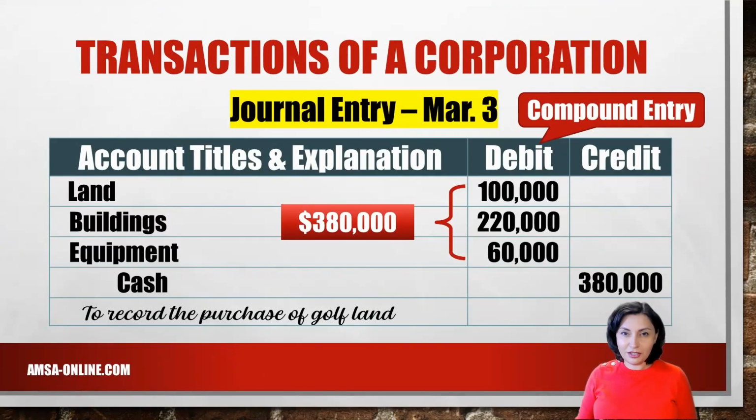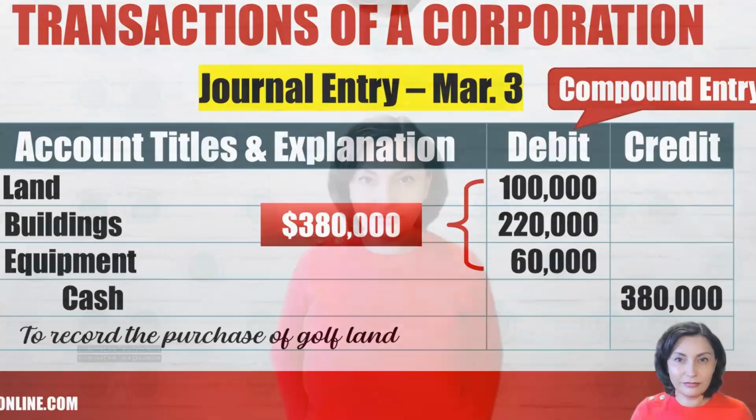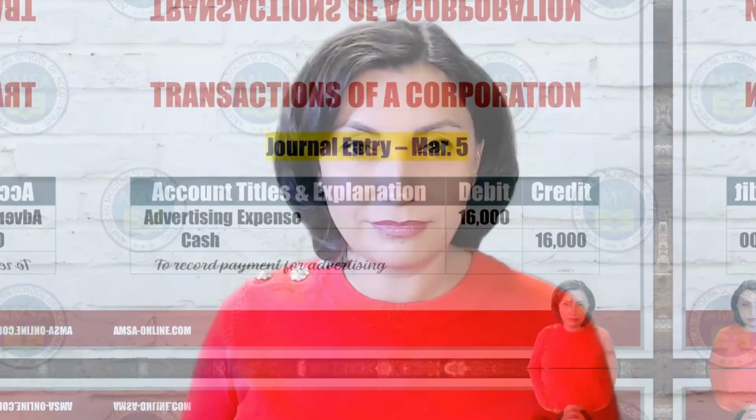Note that in this journal entry, debits equal credit. This is a compound journal entry. A compound journal entry means a combination of two or more debits and credits in a single accounting entry. In this example, we have 3 debits and 1 credit. Land, buildings, and equipment are all asset accounts. They are increased by debit. Cash is decreased by credit.